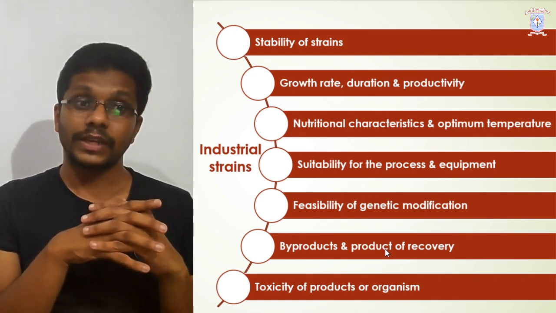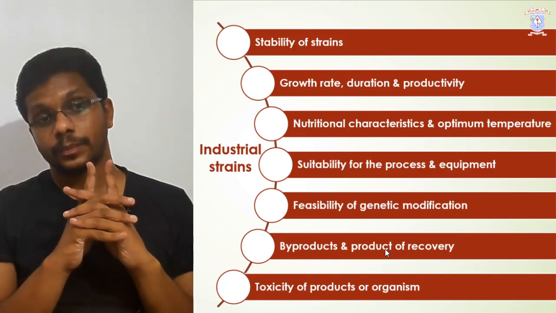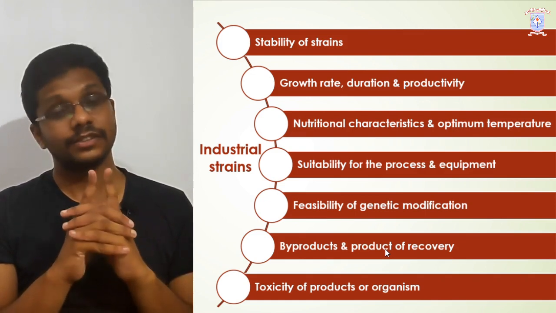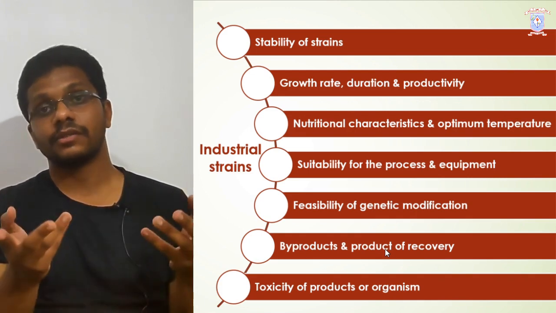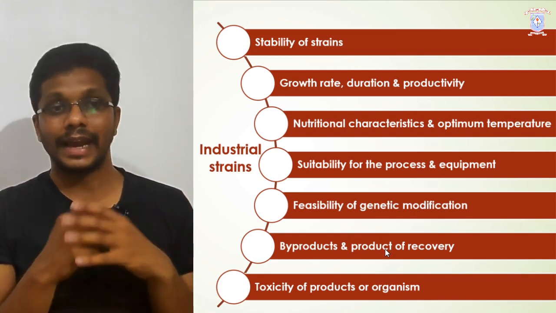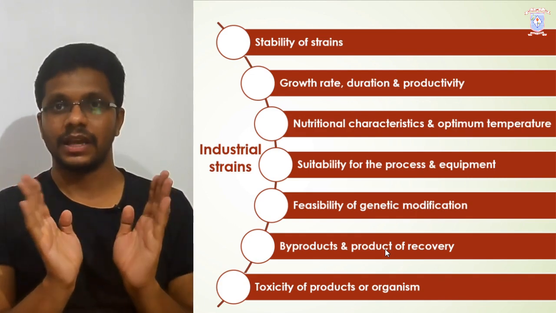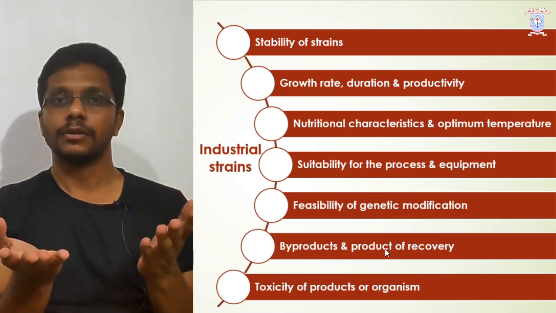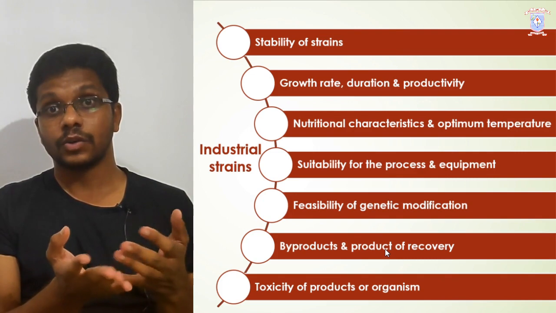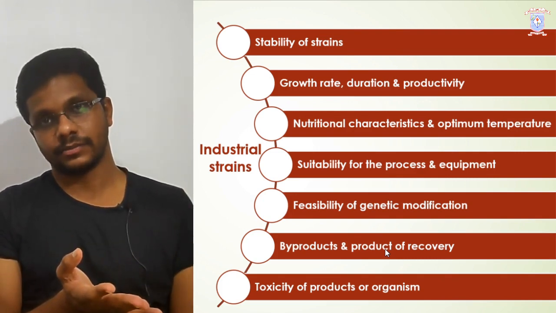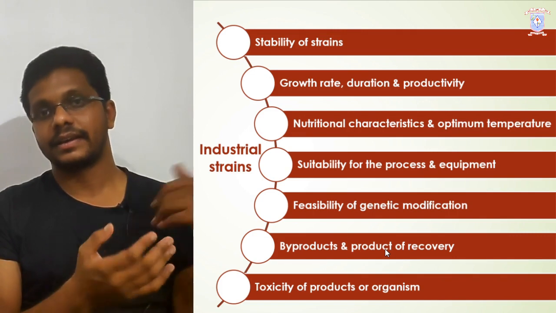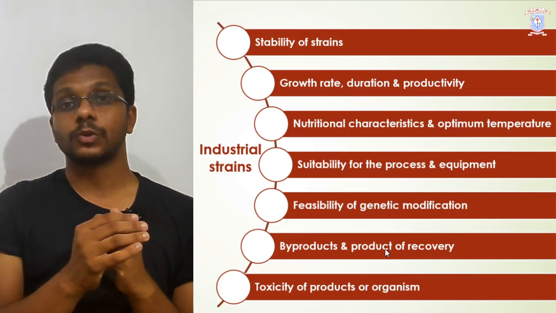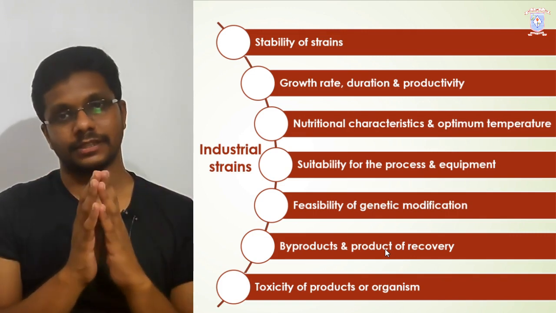Next thing is toxicity of product or organism. The product of the organism and the organism itself should not be toxic. If it is toxic or pathogenic, the industrial workers will be at risk. So an ideal organism should not produce any toxic products, and the organism should not be pathogenic. Like if an organism is producing an excellent product, but the organism is causing another disease, it will be a risk factor. So the industrial people may get affected, the environment may get affected, the neighboring people may get infected.